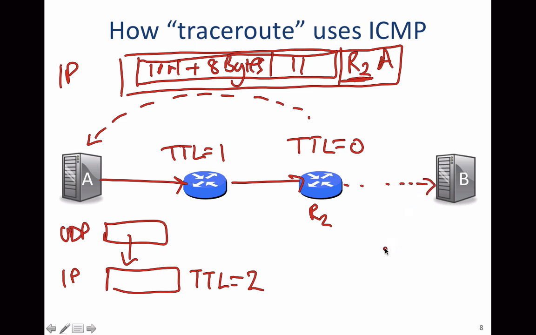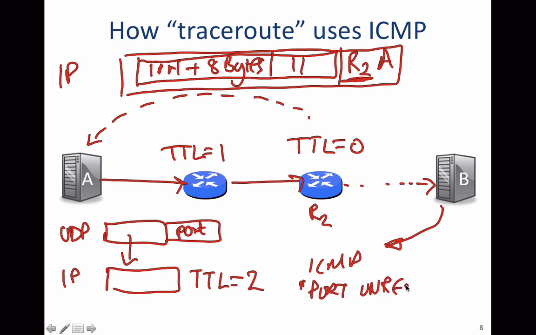The UDP message that it sends is using a port number, which is a weird destination port number. It deliberately picks one that B is not going to know, so that B will send back a message that says, and it's going to be an ICMP message, which is port unreachable. And so when it sends back the port unreachable, A knows that the traceroute made it all the way to B, and knows that the traceroute is complete.